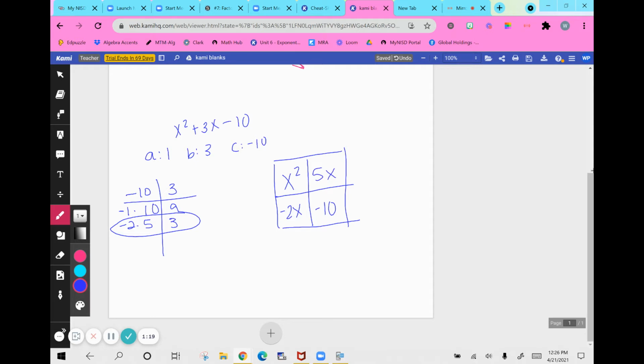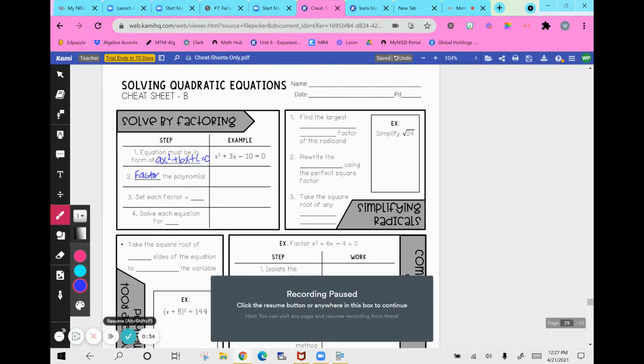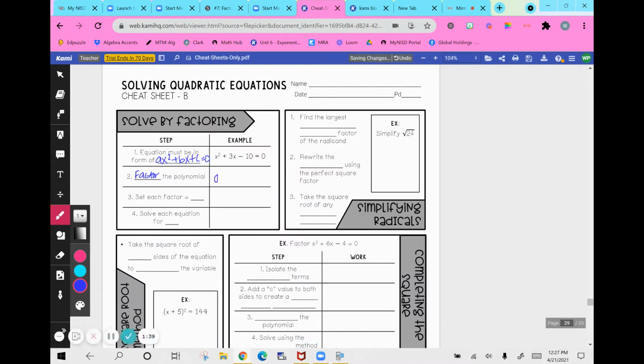I know that x squared factors to x times x. X times 5 gives me 5x. X times negative 2 gives me negative 2x. So my factors are x plus 5 and x minus 2. So I'm going to fill those back in here. So I got x plus 5 and x minus 2.